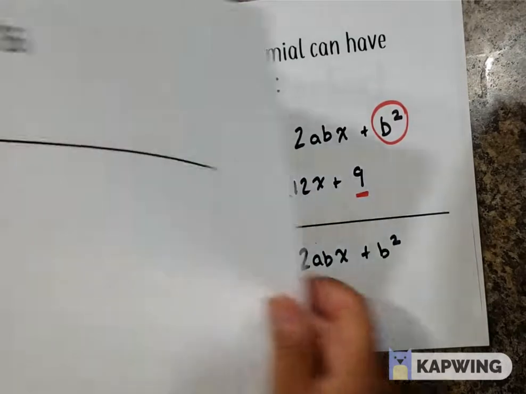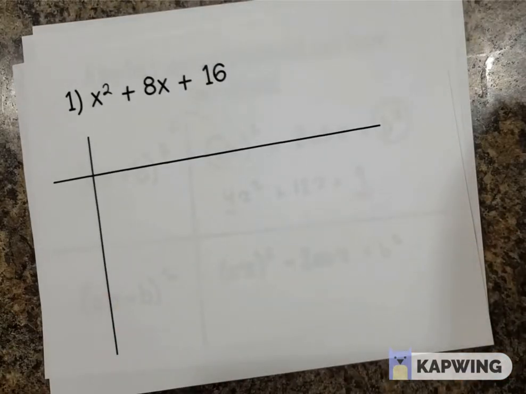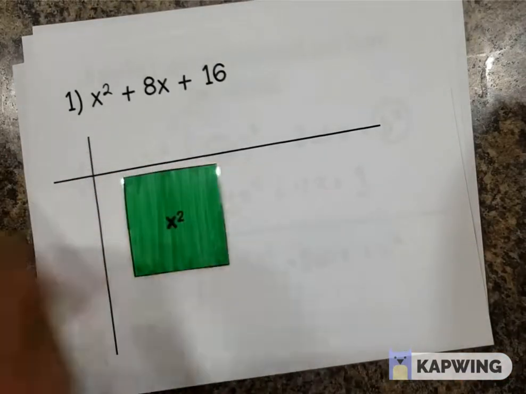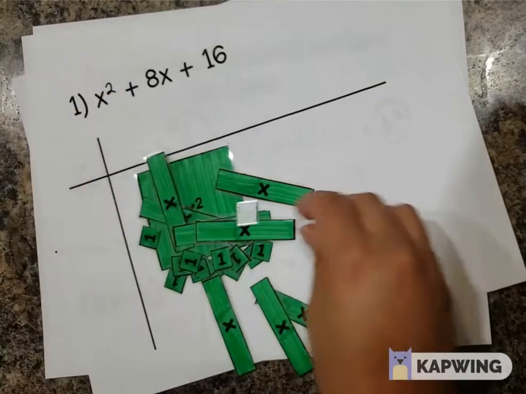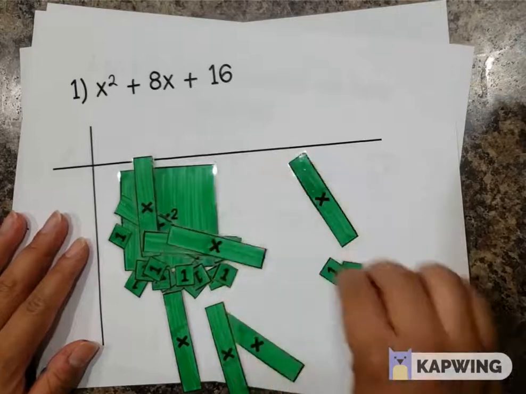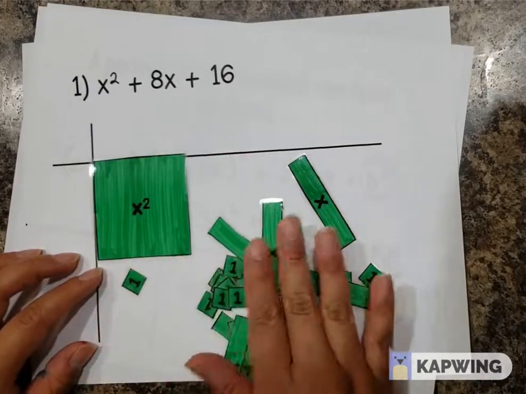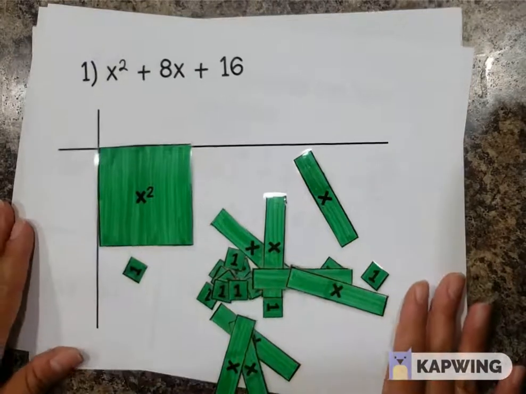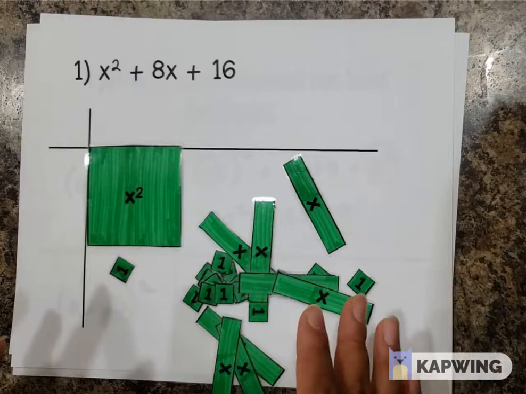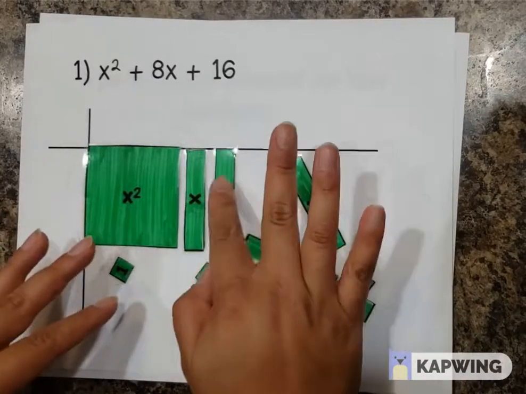So for our first example, for the sake of time, I'm just using 1x squared because I didn't want to do too many. So I have 1x squared, 8x plus 16. So with perfect square trinomials, you're not going to have anything left over or anything missing. So you can kind of just make everything look really nice.